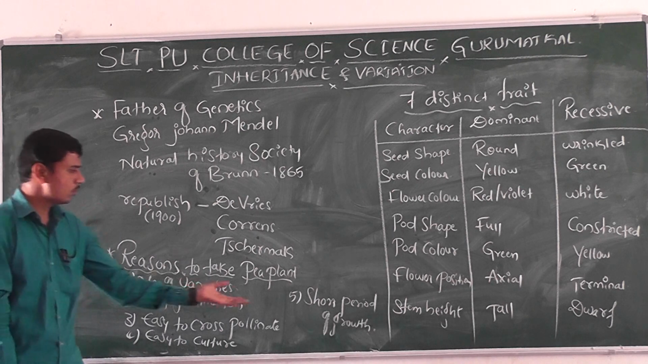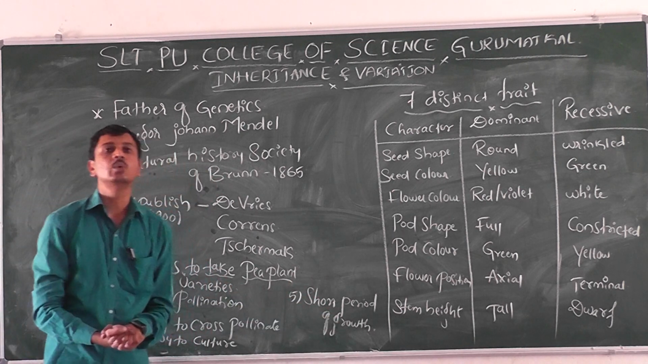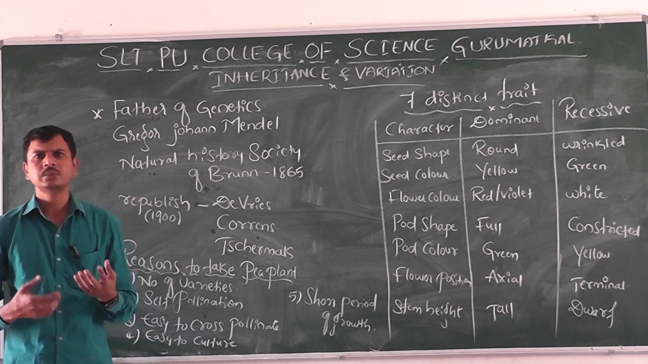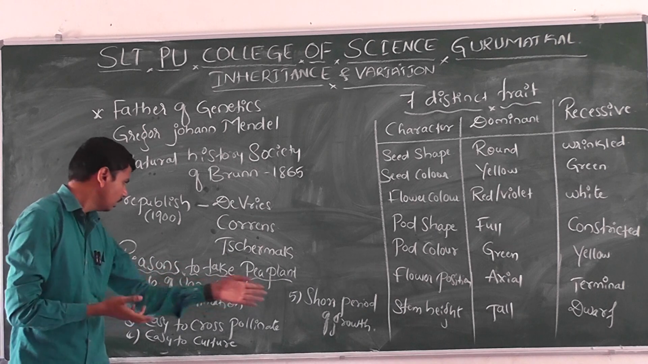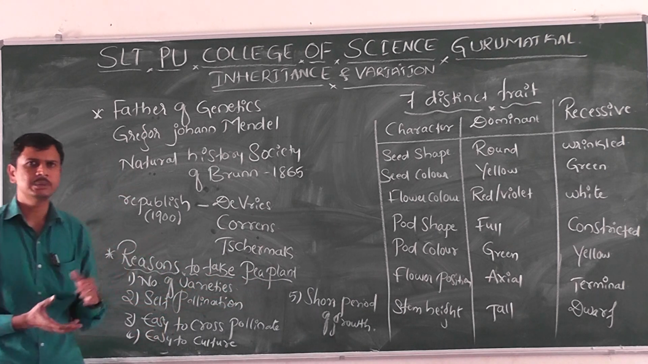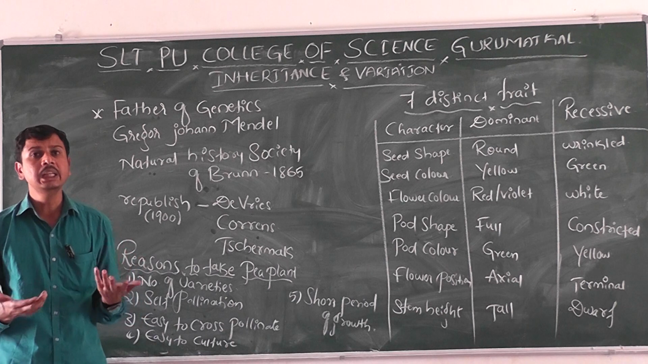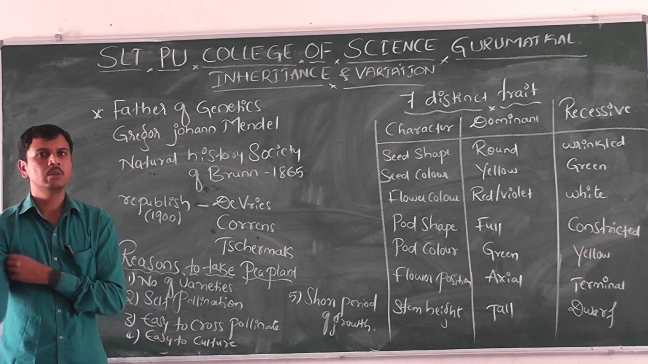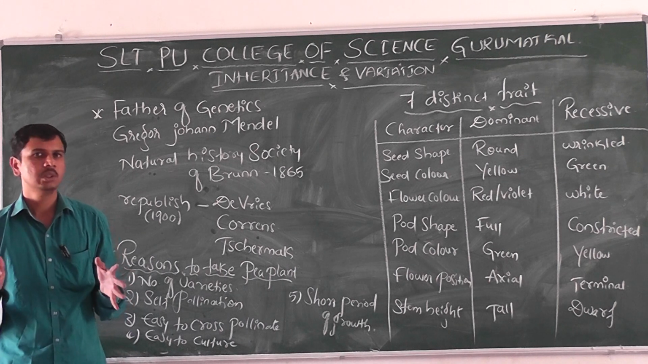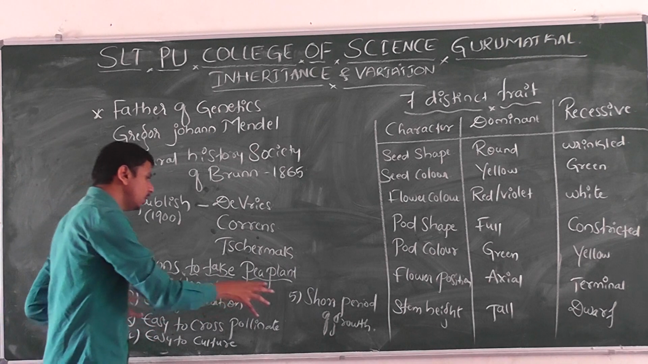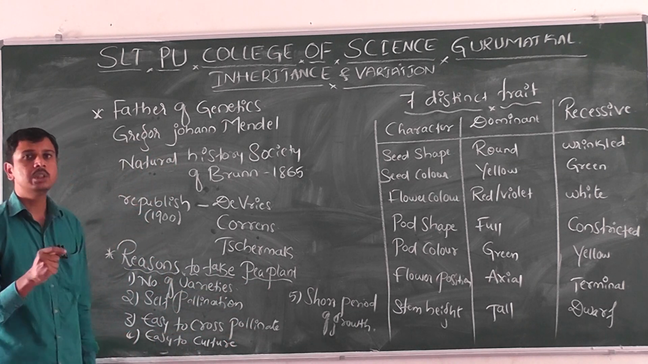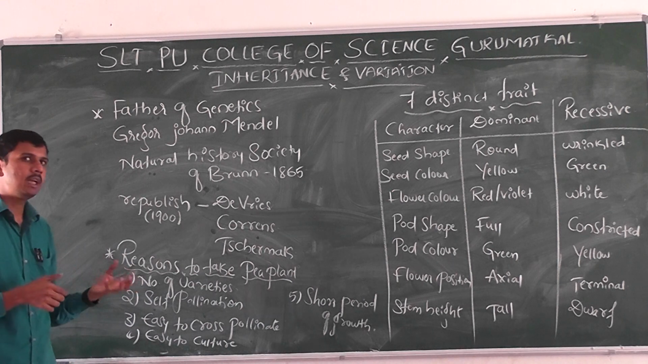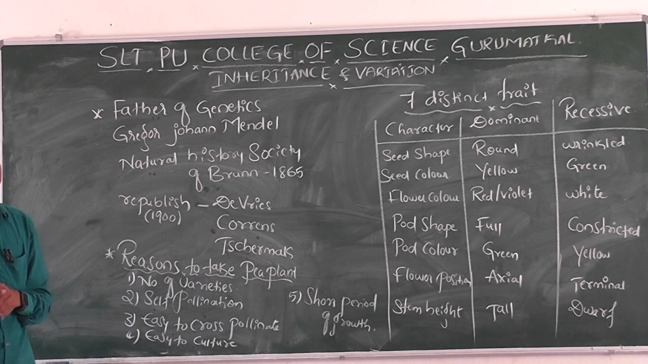And the last one, the short period of growth. In a year we can get a lot of yield of the pea plant. Otherwise, with Pisum sativum, we can get a large number of yields in a shorter period, three or more yields in a short term. So these are some of the reasons why Gregor Johann Mendel took the pea plant for the experiment.